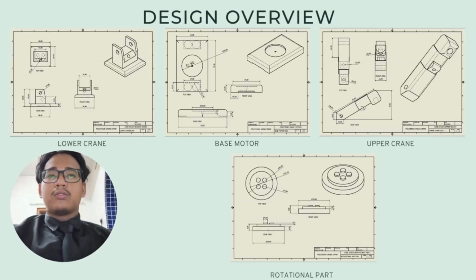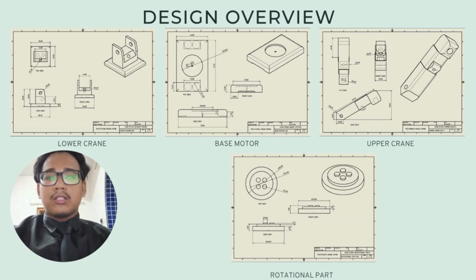Next, let's look at the design overview. The crane consists of several main components, which are the lower crane, rotational part, base motor, and upper crane. Starting with the lower crane, this part acts as the main support structure. From the drawing, we can see that it has a stable base with two vertical brackets. These brackets are designed with holes to allow connection using pins or screws. This ensures proper alignment and smooth movement when connected to other parts.